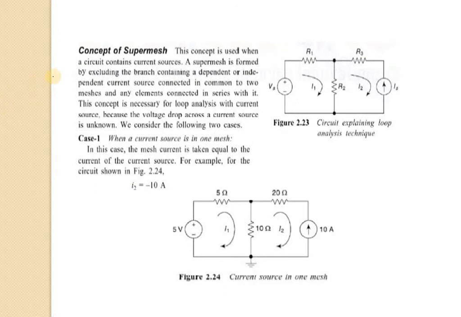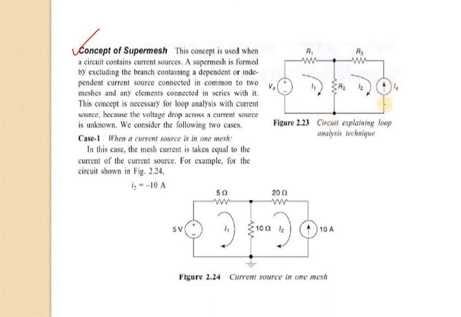Now, the concept of supermesh in case of Kirchhoff's voltage law. This concept is used when the circuit contains current sources. The previous circuit contained voltage sources. Now, if the circuit contains current sources, then we can apply supermesh. A supermesh is formed by excluding the branch containing a dependent or independent current source connected in common to two meshes, and any element connected in series with it.